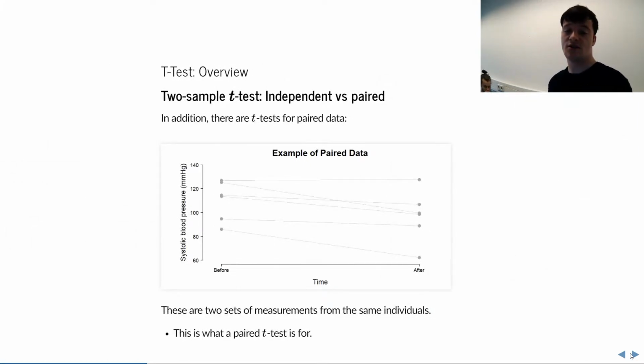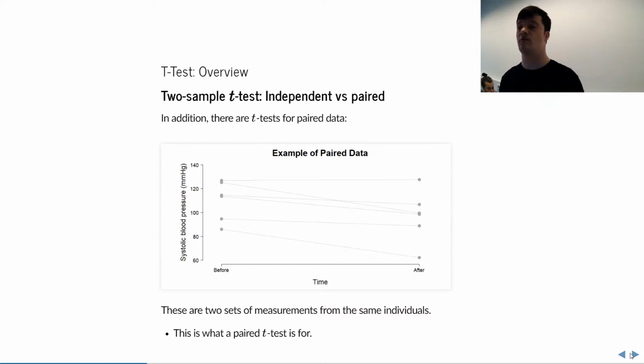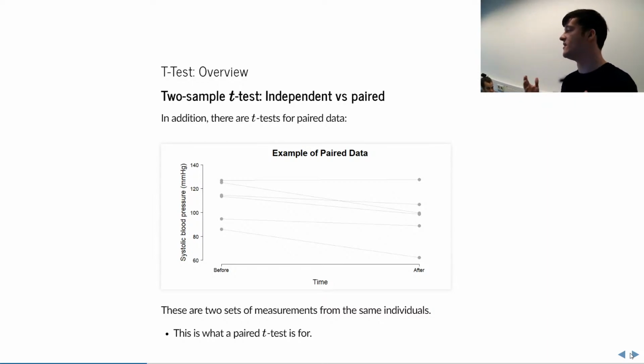Okay, there's another choice to be made, which is whether your data are independent or paired. So, independent or dependent. Independent data means that every observation that you have is distinct from the others. In the case of men and women, we had 10 individuals, and we didn't measure them multiple times or anything. So these are individual experimental units.